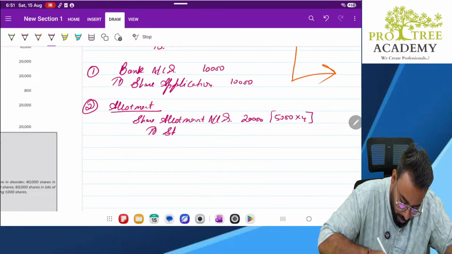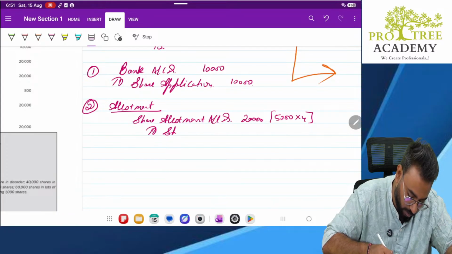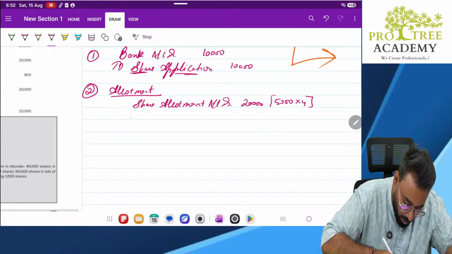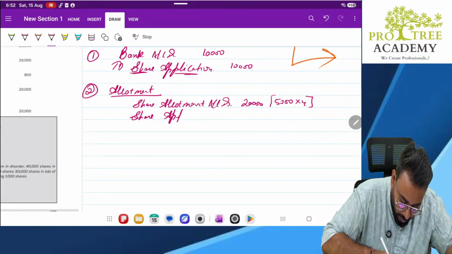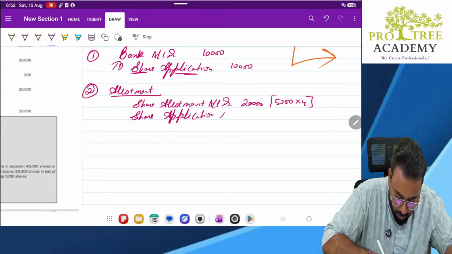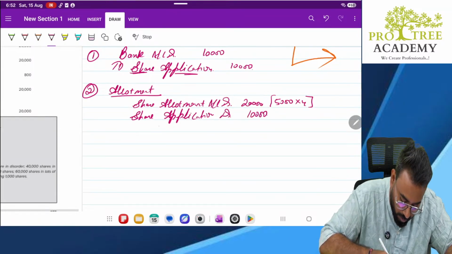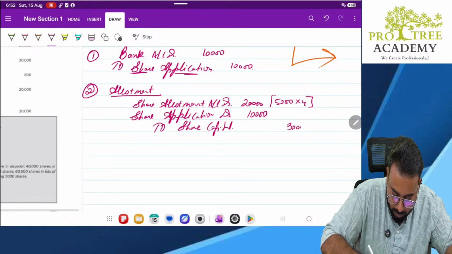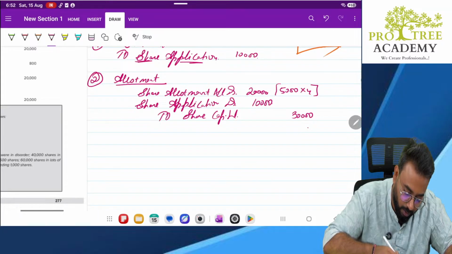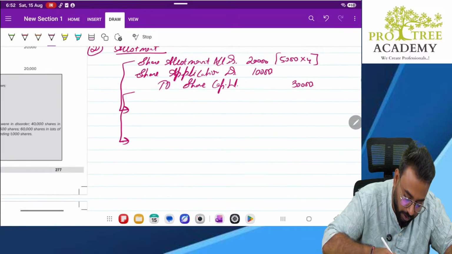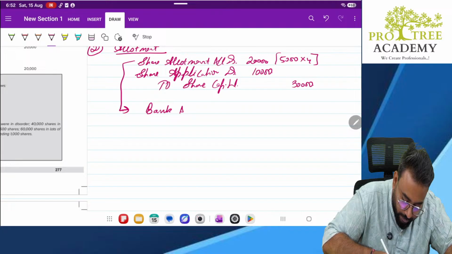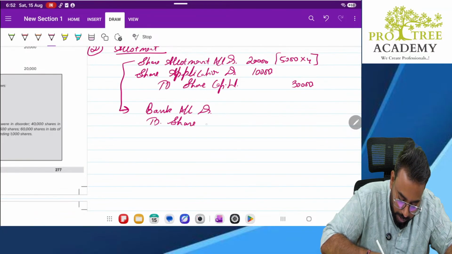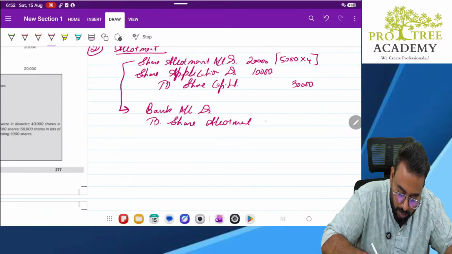We'll even take this also. We'll transfer this all to share capital. Correct or no? Share application account debit 10,000 to share capital 30,000. Right? Yes, sir. Now, this money has to be received. Yes, sir. We have to receive this money. Bank account debit to share allotment account. Yes, sir.